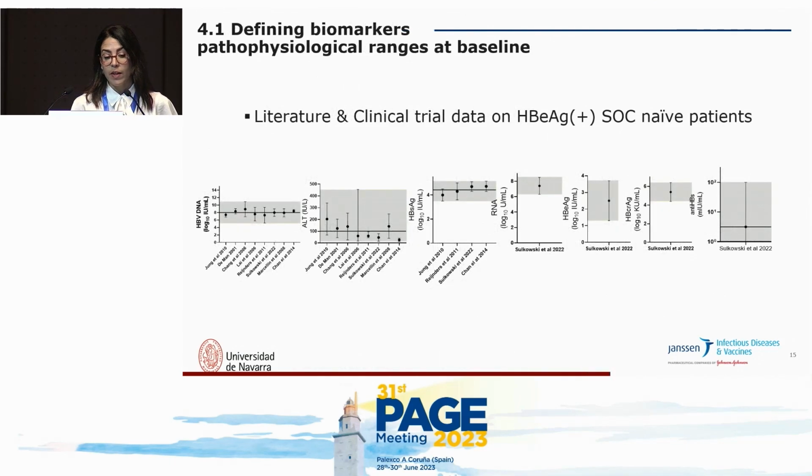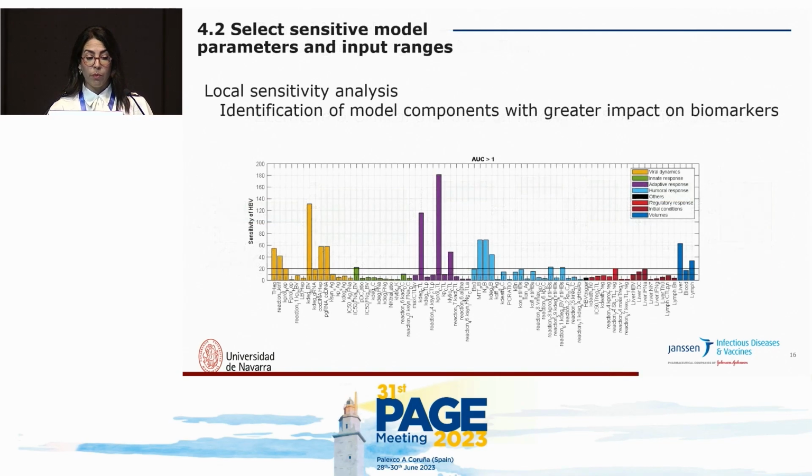So we first define the biomarkers' pathophysiological ranges at baseline according to literature and clinical trial data. In this case, I'm showing the standard of care naive patients in their E antigen positive status of the chronic disease. Each panel is a biomarker, and in gray, we can see the ranges of each biomarker. Then we perform a local sensitivity analysis, and we identify 50 model components with greater impact on biomarkers, including model compartments, initial conditions, and also kinetic parameters.